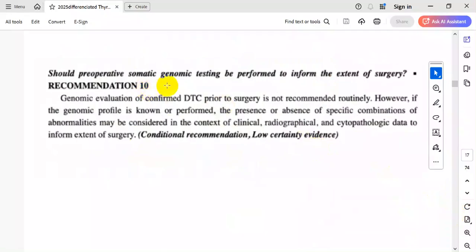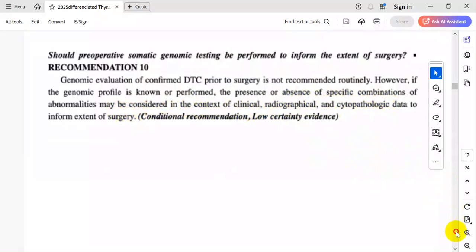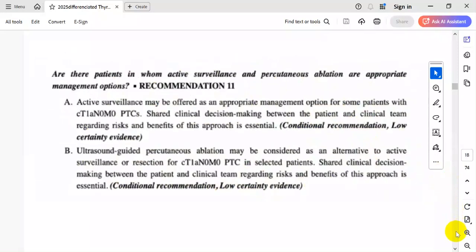Should preoperative somatic genome testing be performed to inform the extent of surgery? Genomic evaluation of confirmed differentiated cancer prior to surgery is not recommended routinely. However, if the genomic profile is known or performed, the presence or absence of specific combinations of abnormalities may be considered in the context of clinical, radiographical, and cytopathological data to inform the extent of surgery. This is a conditional recommendation.